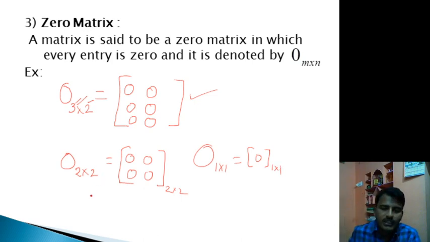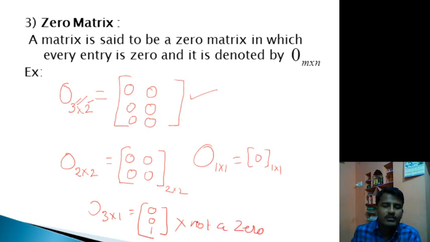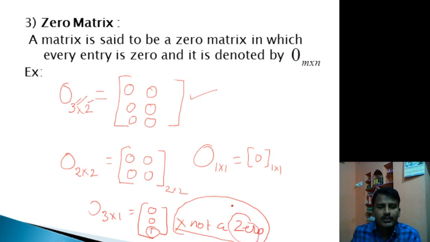But remember one thing: if I take 3 rows and 1 column, 0 0 1, can you say that it is a zero matrix? No, it is not a zero matrix because at the position A31 it contains an element other than 0. That's why it is not a zero matrix. Remember, all entries should be 0, then only we can call it a zero matrix.